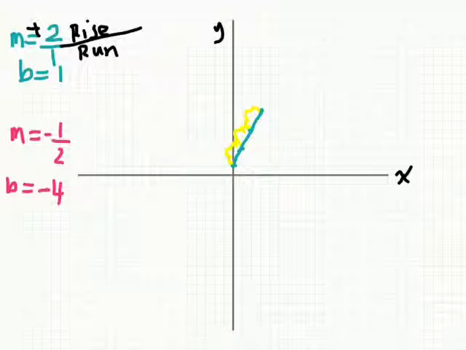What's the y-intercept for the second line? Negative 4. So where would I plot that on a graph? 0 and then down 4: 1, 2, 3, 4. We can go down 1 and 2 to the right. Because I know it has a negative slope, the line has to fall to the right.